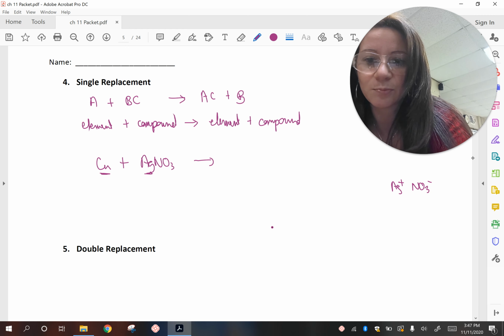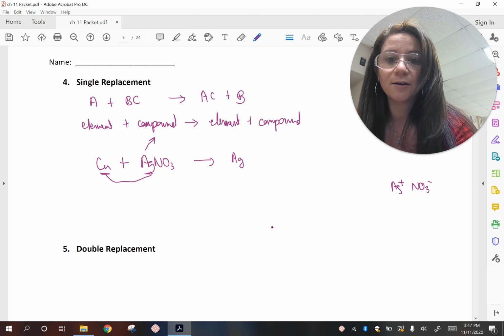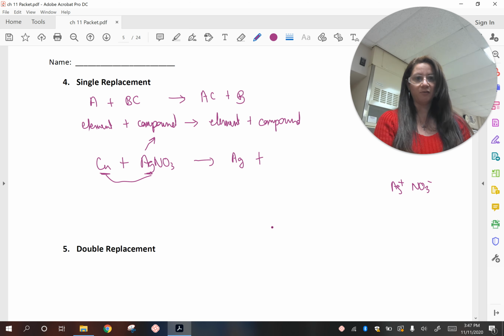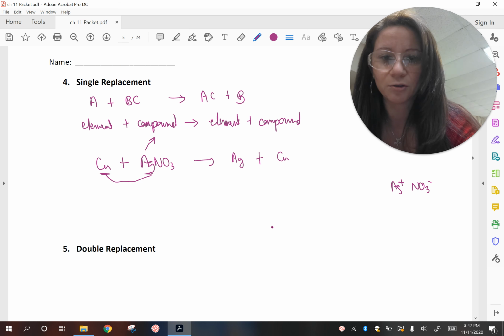So in this case, silver is my metal, so the copper will go in and kick out the silver, so silver is going to be now by itself, and then the copper will take the place of the silver and make copper nitrate. And it's actually copper 2 nitrate in this case.